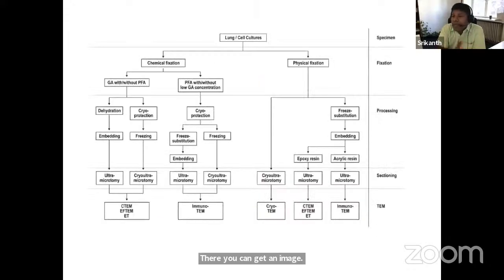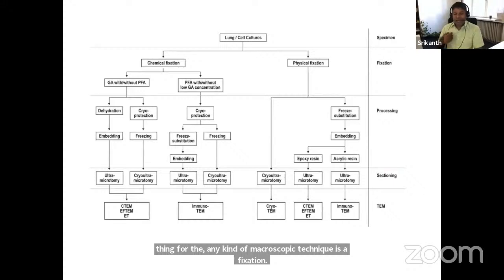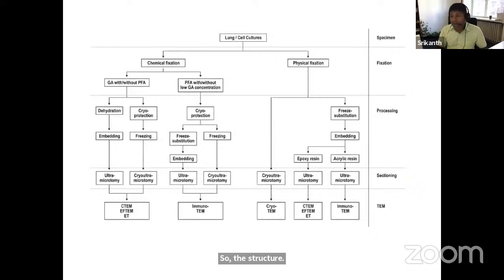Yeah, that's how the same principle of the transmission and scanning electron microscopy works. But the important thing for any kind of microscopic technique is the fixation, right? Fixation means it's kind of a statue. So the structure, especially, most of the time paraformaldehyde is used for the chemical fixation for light microscopy. But if you use it for electron microscopy, as I told you, use GA, glutaraldehyde.